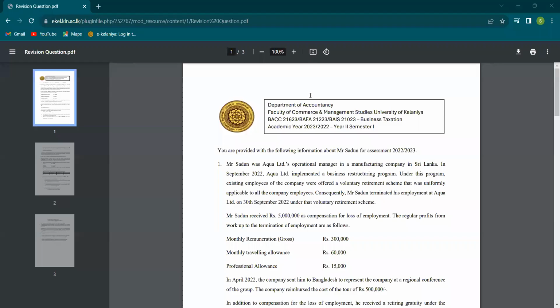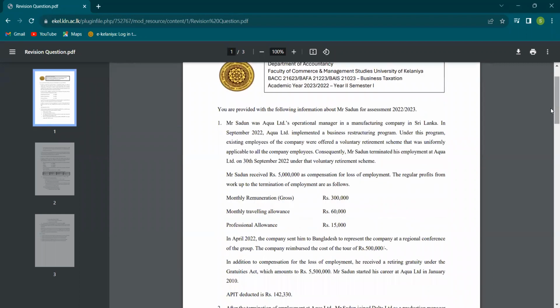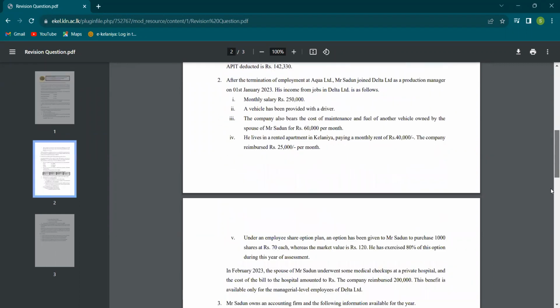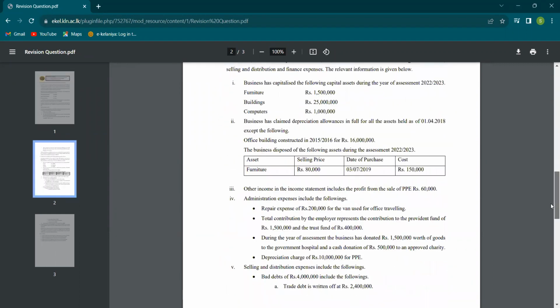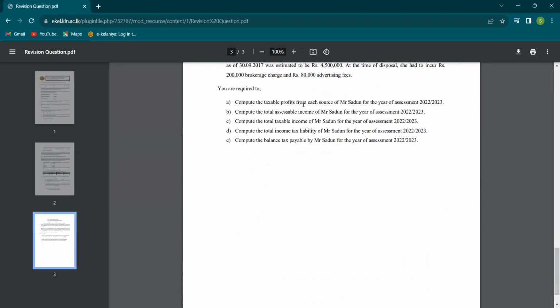Good evening, everyone. Today we are going to discuss tutorial number 7 under the Business Taxation subject, first unit. The overall question comprises employment income, business income, and investment income. They are asking us to compute the taxable profit from each source, the assessable income, total taxable income, income tax liability, which means gross income tax liability, and tax payable, which means net income tax liability.